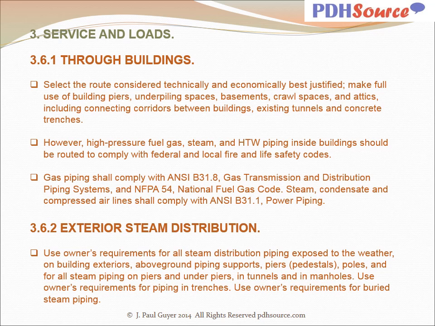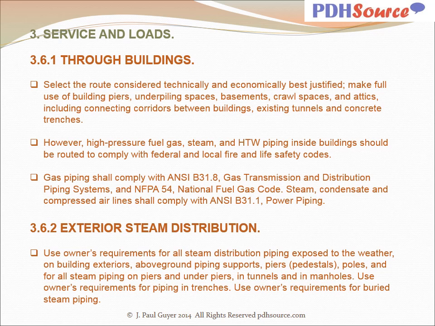Select the route considered technically and economically best justified through buildings. Make full use of building piers, underpiling spaces, basements, crawl spaces, and attics, including connecting corridors between buildings, existing tunnels, and concrete trenches. However, high-pressure fuel, gas, steam, and high-temperature water piping inside buildings should be routed to comply with federal and local fire and life safety codes.